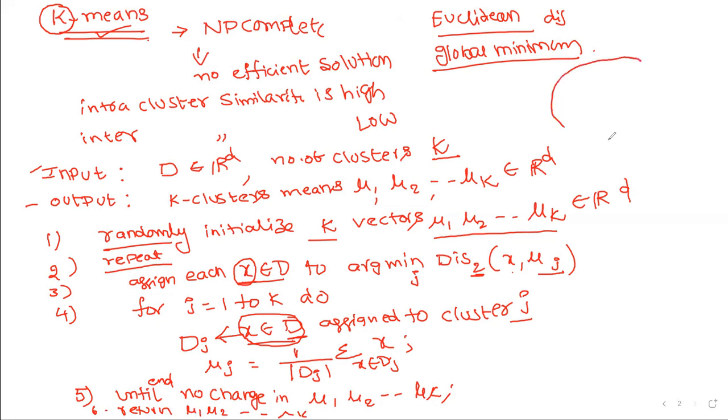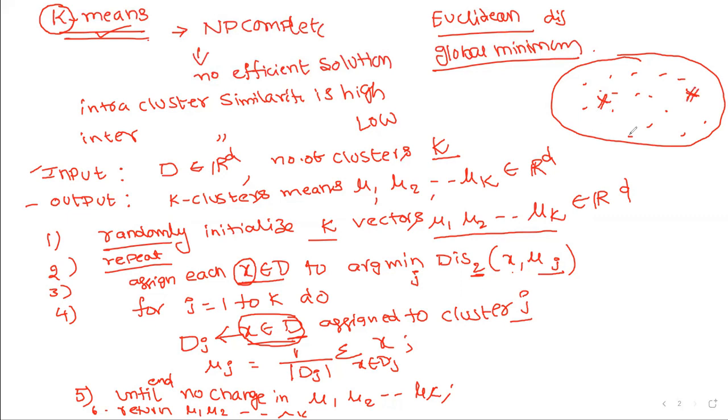For example, this is a data set which contains some number of instances. What is the first step? I am assuming k value as 2. K is equal to 2. For example, these are different instances. This is one cluster. Randomly initialize k vectors mu1, mu2, mu k. Suppose this is one random point. Assume this is another random point. These are the two random points.